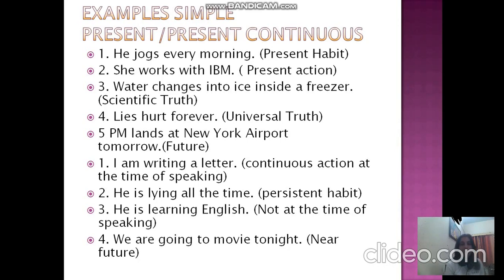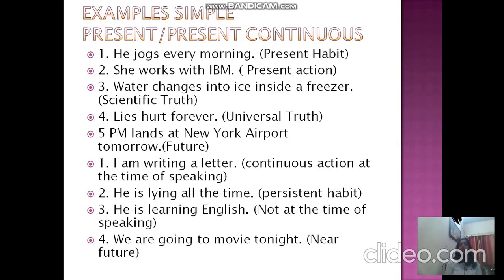नाउ लेट्स सी सम एग्जांपल्स फ्रॉम प्रेजेंट कंटिन्यूअस. आई एम राइटिंग अ लेटर. यहाँ पर जब बोल रहे हैं तब वो क्या कर रहा है, वो दर्शा रहे हैं. वो लिख रहा है तो वो बोल रहा है आई एम राइटिंग अ लेटर. ही इज लाइंग ऑल द टाइम.